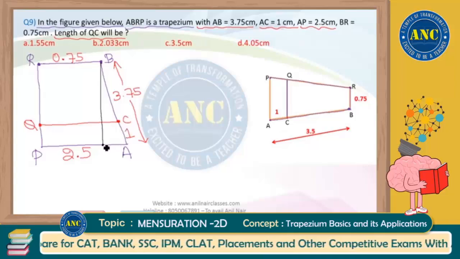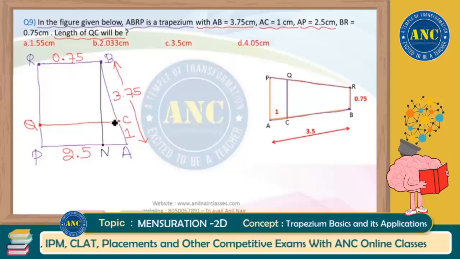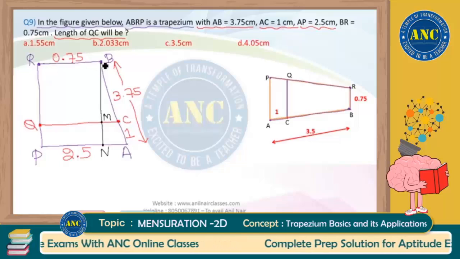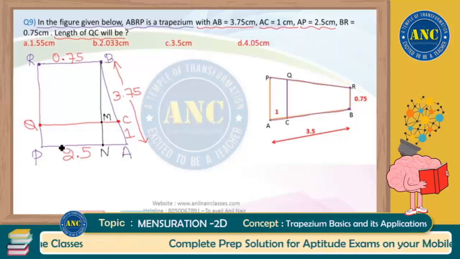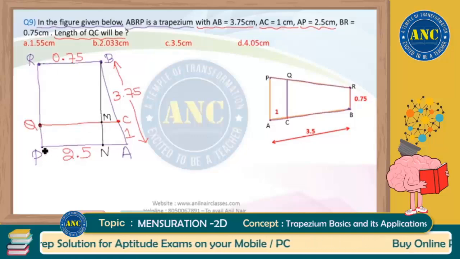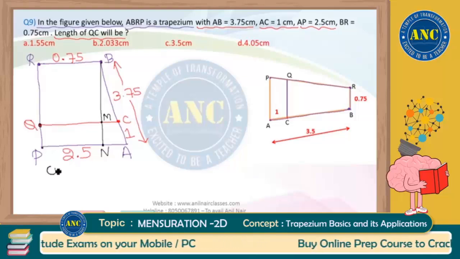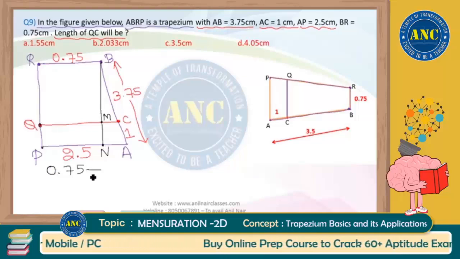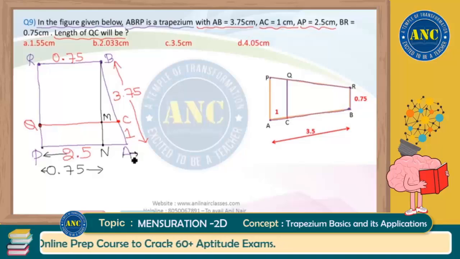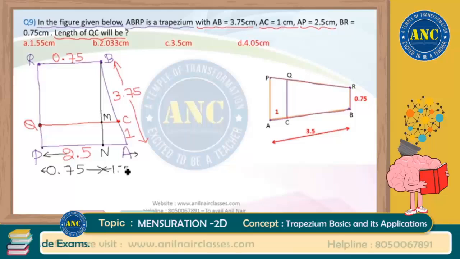If I drop this perpendicular, let me call this point N. Let me also call this point M. Now can I say that BR is 0.75, QM will also be 0.75, PN also will be 0.75. That means from P to N it is 0.75. Out of total 2.5, P to N is 0.75. So from N to A it will be 1.75, because 1.75 plus 0.75 is total 2.5.